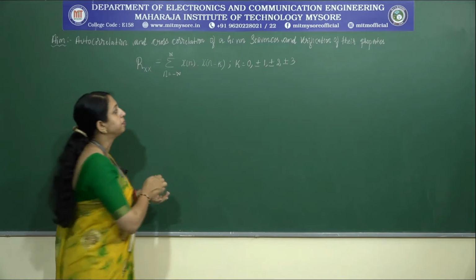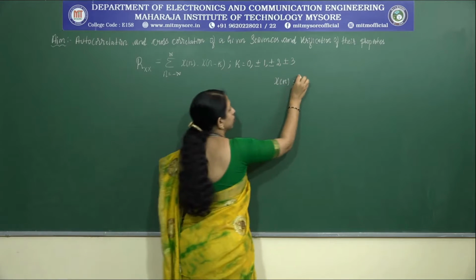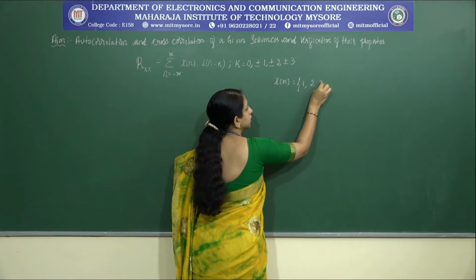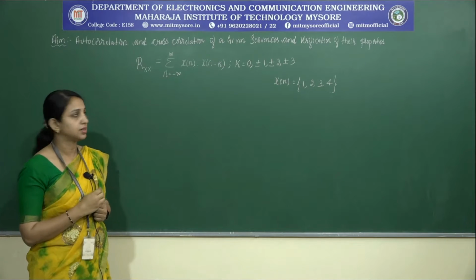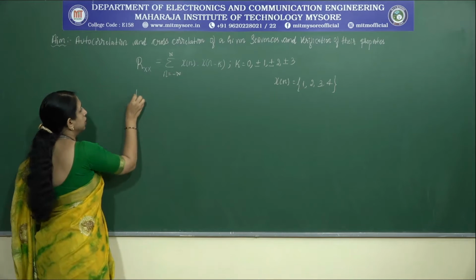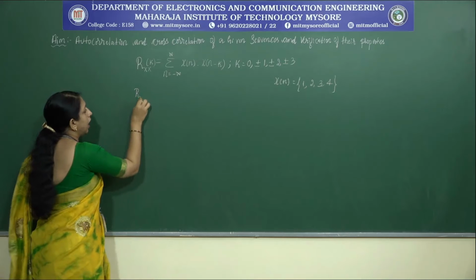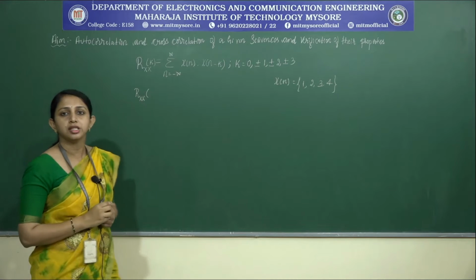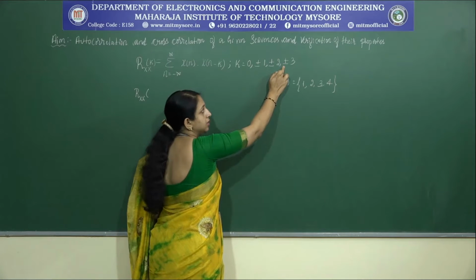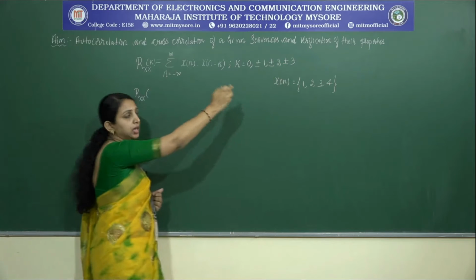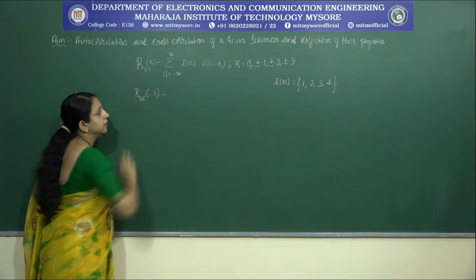Now I'll consider x of n equal to 1, 2, 3, 4. This is the input sequence which I have considered. Now Rxx of k you can include here. Rxx of, give a first value for k. As k has -3 as a maximum value on the negative axis, I'll consider Rxx of -3.